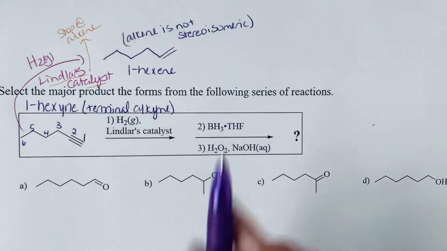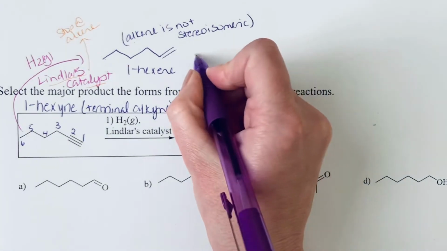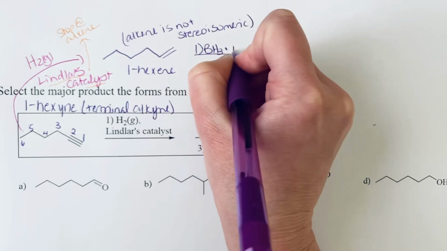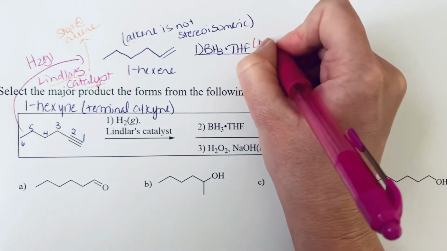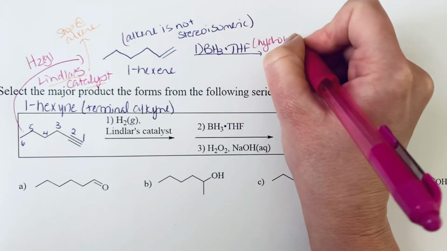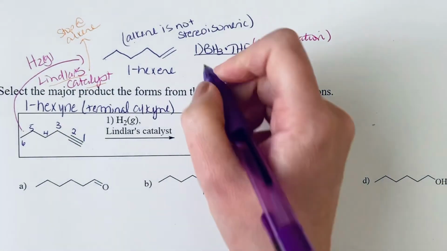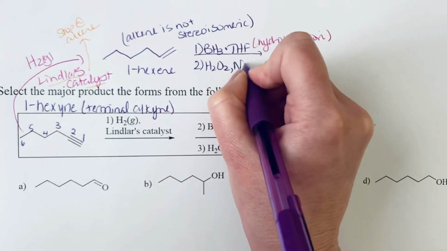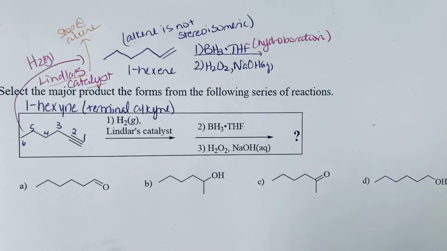So we've got an alkene now, and now we want to ask ourselves, what are we doing in this next step? So we're treating this first with BH3·THF, so that is going to be a hydroboration reaction, so hydroboration. And then the second step here has hydrogen peroxide and aqueous sodium hydroxide. So this is the oxidation conditions.